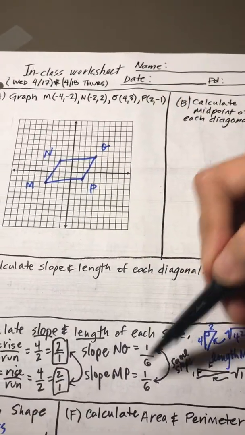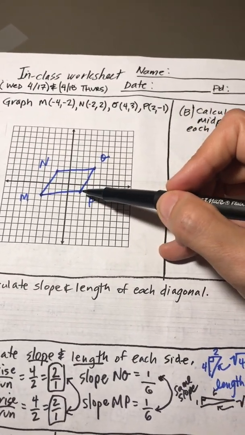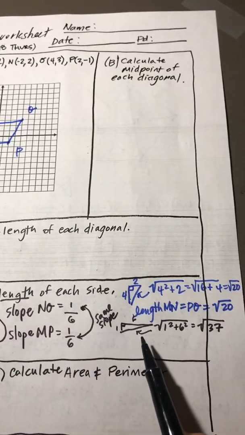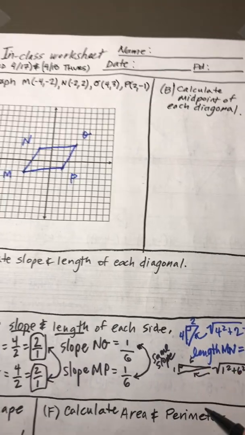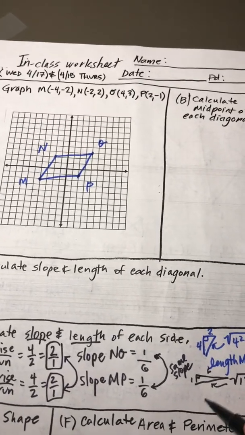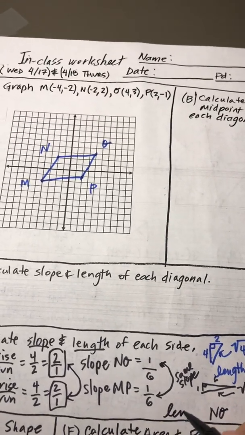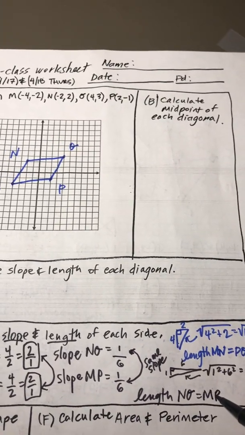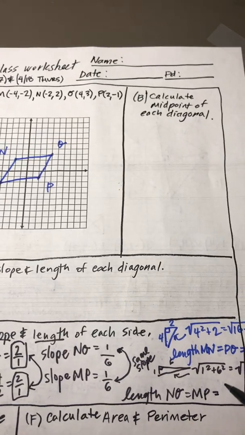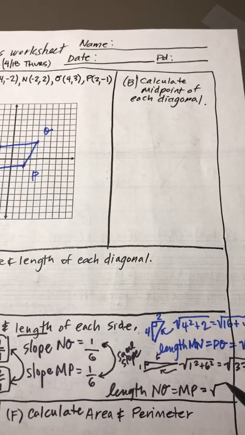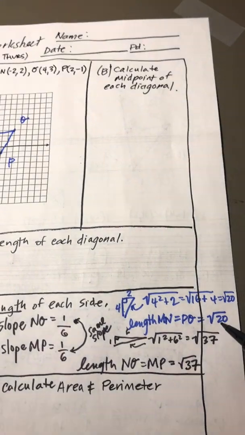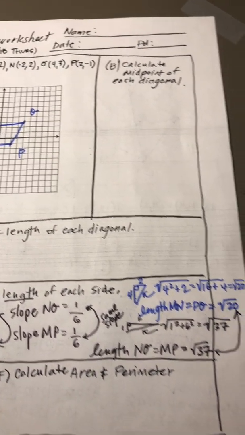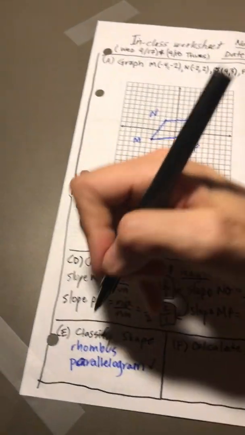Now, once again, you recollect that both times we went up 1 over 6. So both times you would have drawn an imaginary right triangle. So both times we're reconfirming that the length of NO and the length of MP both need to be the square root of 37. Now, I'm hoping you're thinking in there a second. This thing is not a rhombus.